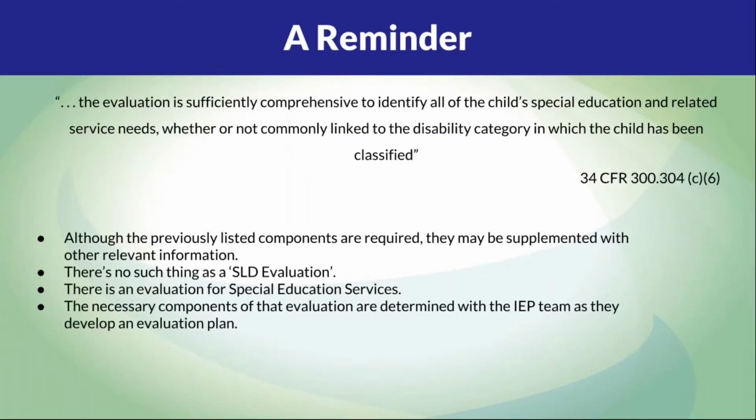So as a reminder, the rule requires that the evaluation is sufficiently comprehensive. So although what I just talked with you about is required, they have to be there. There's no way of getting around interventions. There's no way of getting around achievement testing. There's no way of getting around exclusionary factors. That's a requirement of the law. You may want to also supplement with other relevant information.